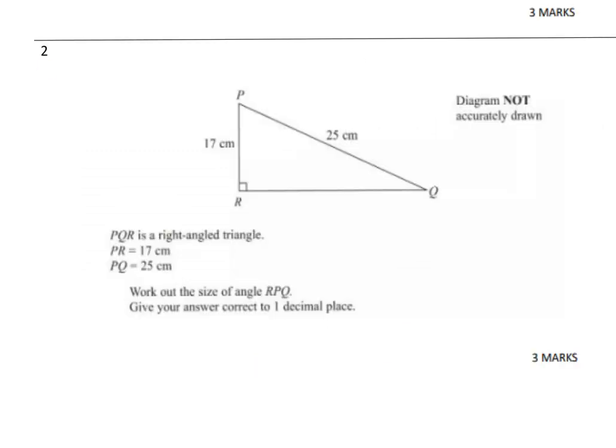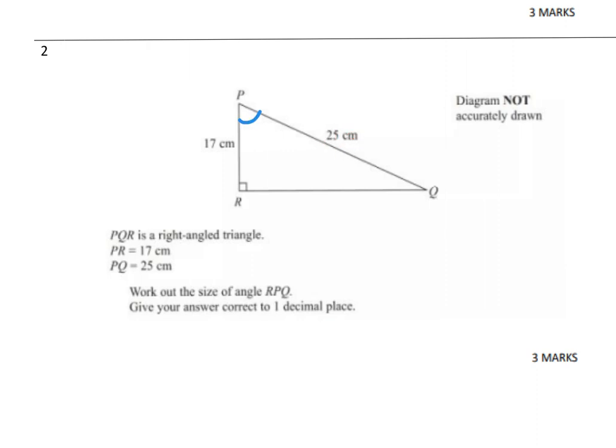Number 2, we have a right angle triangle. We have two sides, and we need to find this angle RBQ. So we need to find angle B. For angle B, I have the adjacent and the hypotenuse. Remember, the side which is opposite to the right angle is the hypotenuse. So I have the adjacent and the hypotenuse.